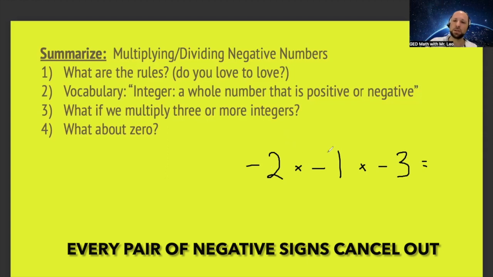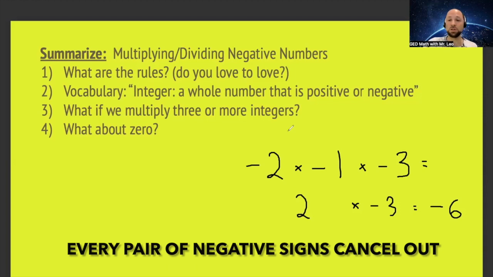What's negative 2 times negative 1? Well, that's a double negative. That makes positive 2. 2 times 1 is 2, and the negatives cancel out. Then I'll bring down the next part. So now I have 2 times negative 3. This is a single negative, which will land in our answer. Final answer, negative 6. That's the long way to do it. Feel free to do it that way.